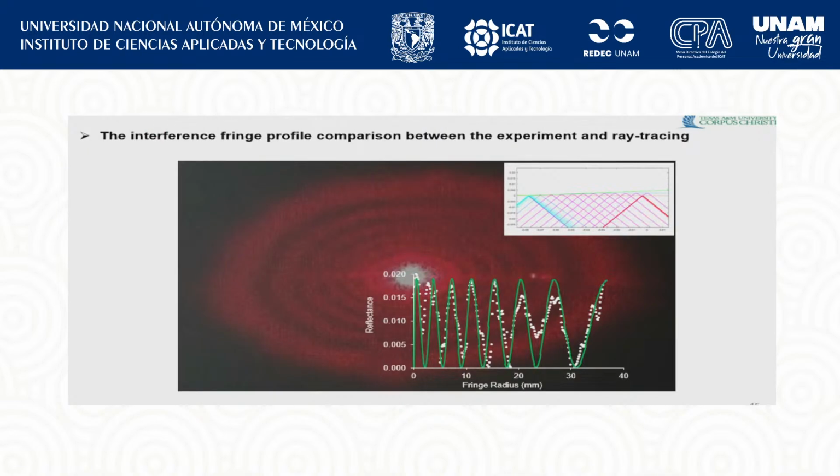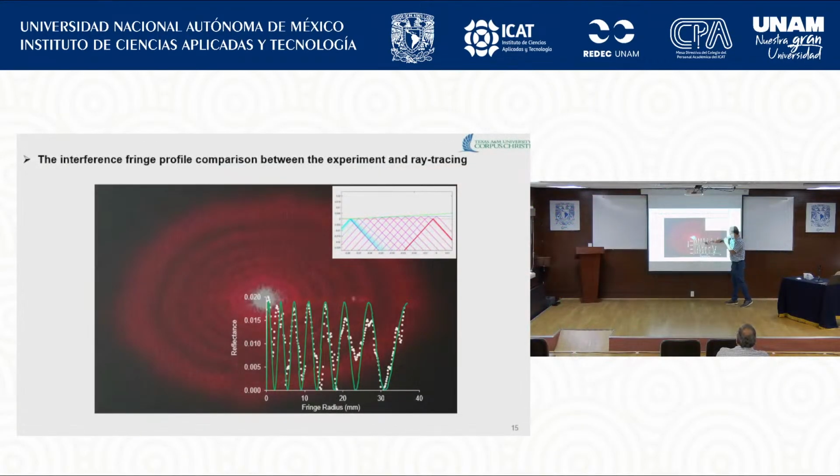This one shows a very simple schematic, and this one is the comparison between the real interference fringes and each analyzed result. Now here the white one is the intensity read from the real photo, and the red one, the green one, is the simulation. They show a good result with each other. This one is the ray tracing result.